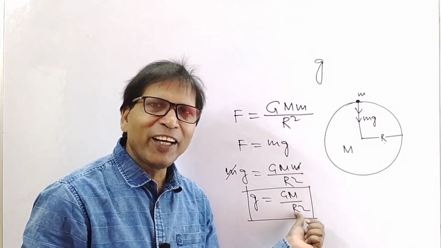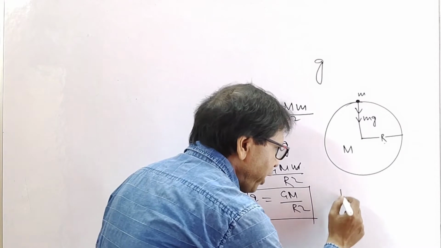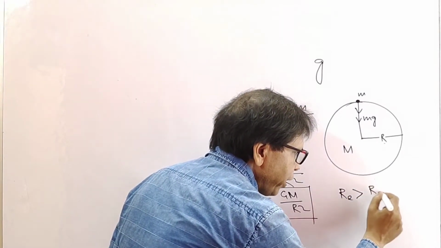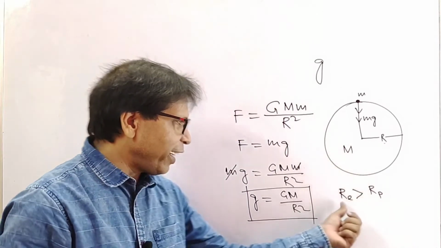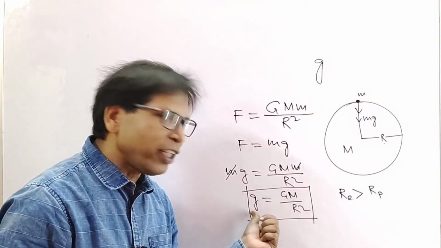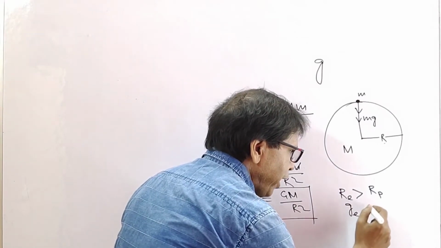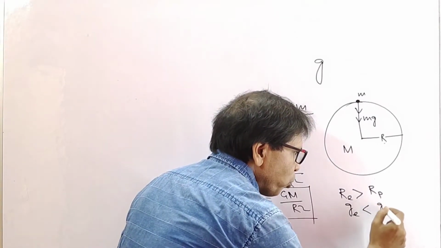The equatorial radius R E is greater than the polar radius. So, the greater the radius, the smaller the g. So, g at the equator is less than g at the pole.